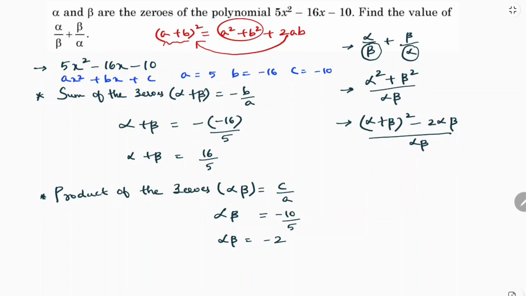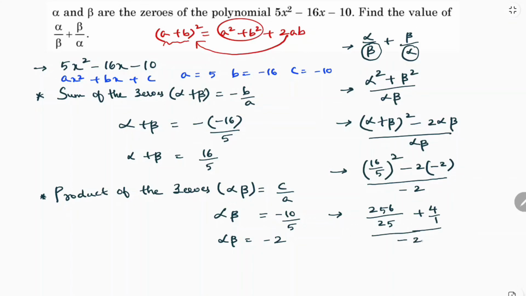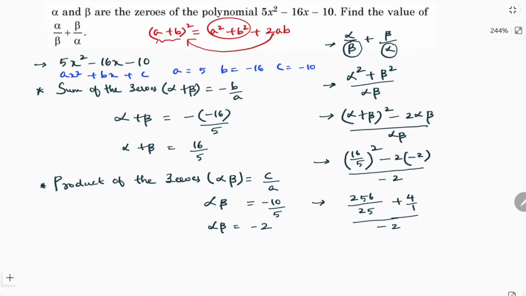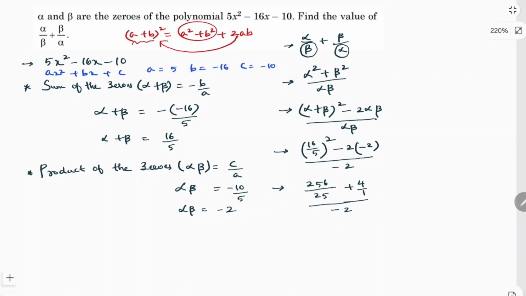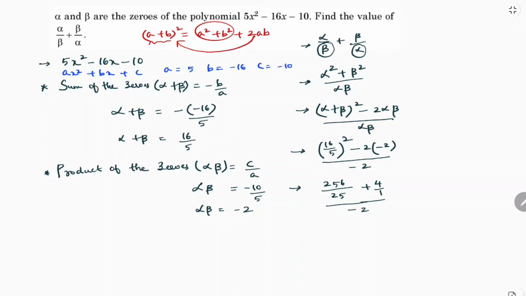So now if I substitute the values, alpha plus beta, that is 16 upon 5, whole square, minus 2 alpha beta, 2 into −2, by alpha beta. Alpha beta is −2. If I simplify, 16 square is 256 by 25, minus into minus, plus 4, by −2. Here further I'll simplify this part.